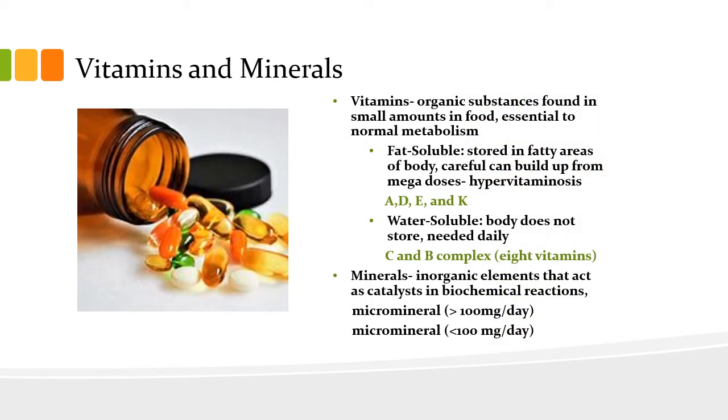As we continue to discuss the essential nutrients, let's talk about vitamins and minerals. Vitamins are organic substances found in small amounts in food that are essential to normal metabolism. There's fat-soluble that are stored in fatty areas of the body, and you have to be careful because these can build up and form megadoses, or hypervitaminosis, more than the body needs. These vitamins are A, D, E, and K.